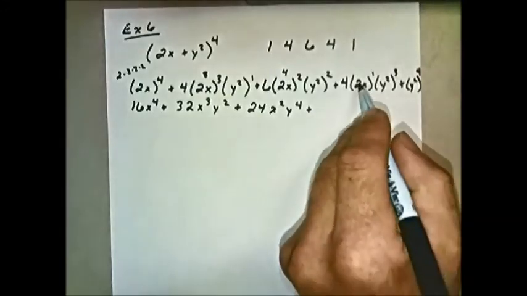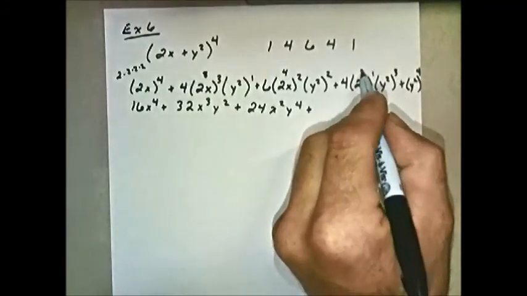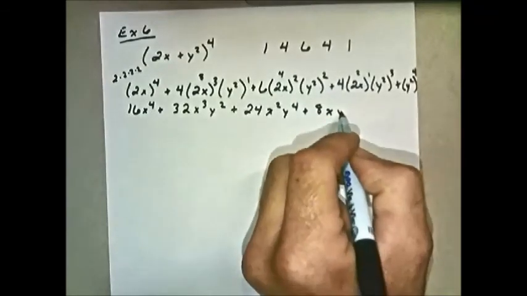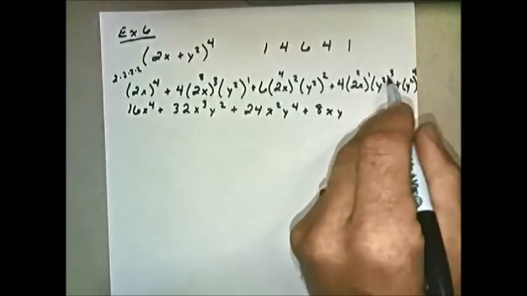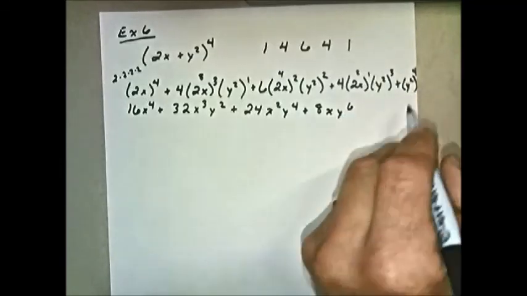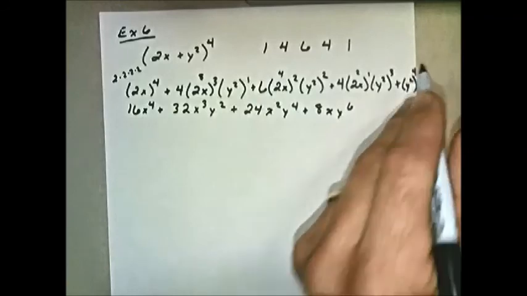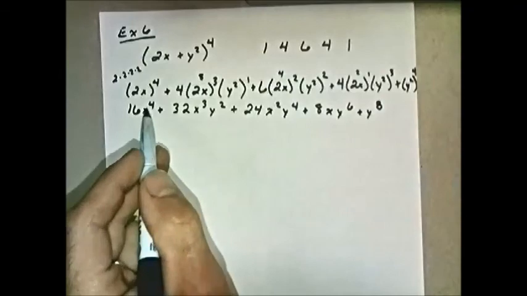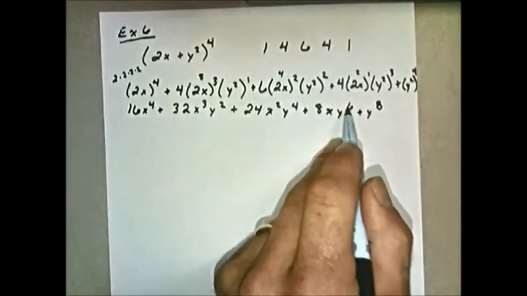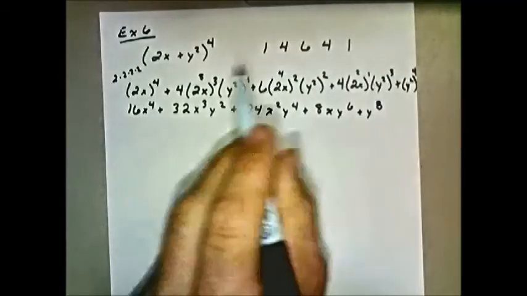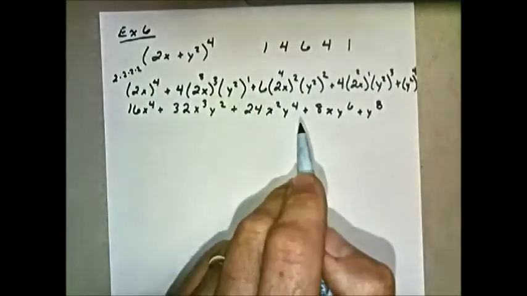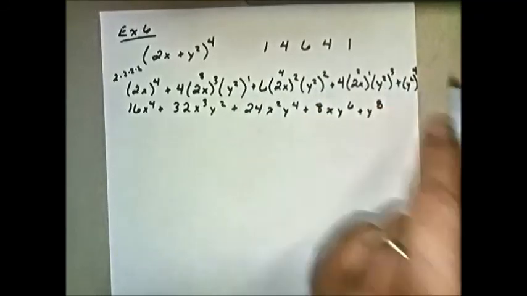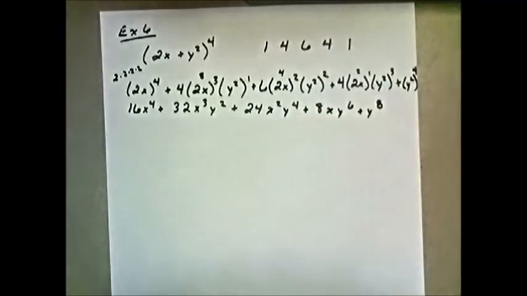Plus 2 to the first is 2 times 4 gives us 8x, y squared to the third, remember we're multiplying the exponents, so we get y to the sixth. And finally, y squared to the 4th gives us y to the 8th. Notice our exponents do not follow the same order as what they did before. That's because we're taking y squared and taking it to a higher exponent each time. And that concludes our binomial expansion.